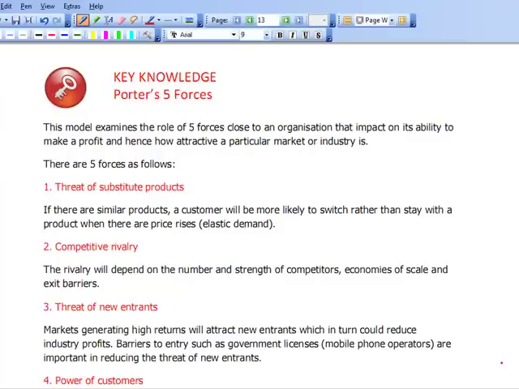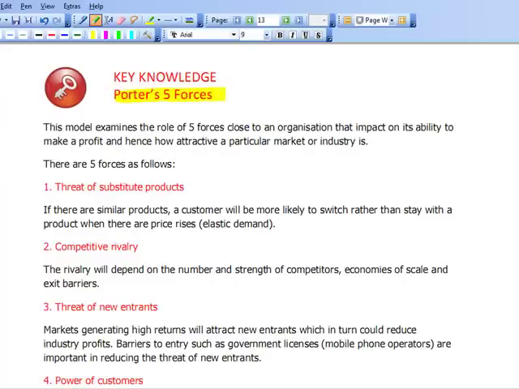Okay, now so far in Chapter 2 we've looked at a variety of models involving the environment. Pestle analysis, for example. Porter's diamond, Porter's competitive advantage of nations. Now what we're going to look at is another model by Michael Porter, and a very well-known one, and one which comes up quite often in the exam, is Porter's 5 forces.